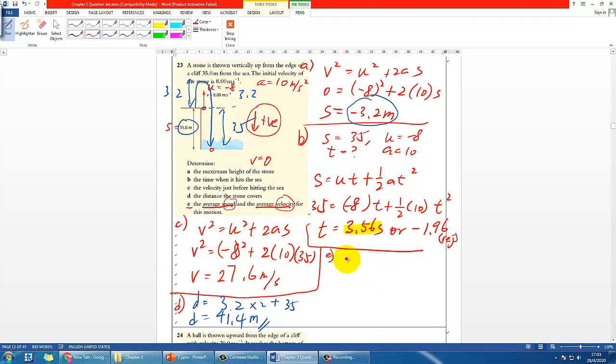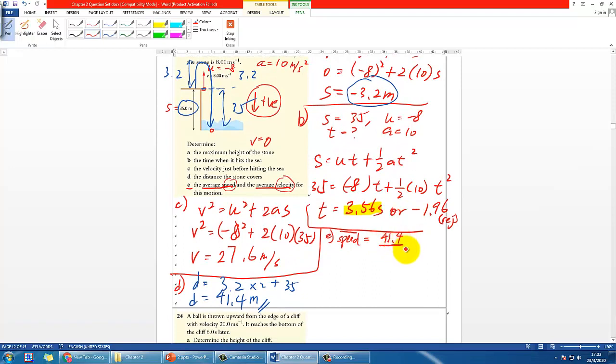So for average speed, I'll put down speed with a bar to represent average, and that would be the total distance. Total distance was 41.4. If I had more space, I would write down the words, but I'm trying to be lazy here. Divide by the time, which was calculated to be 3.56. Using the calculator, you can find 11.6 meters per second.